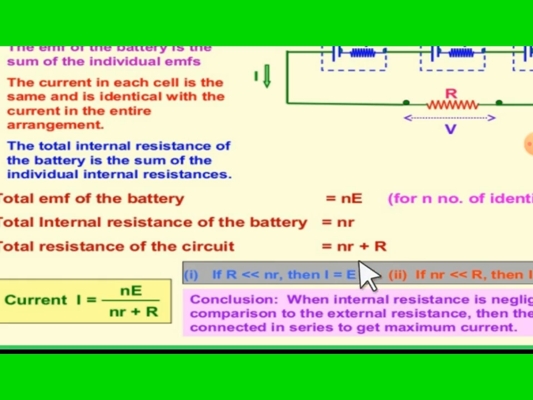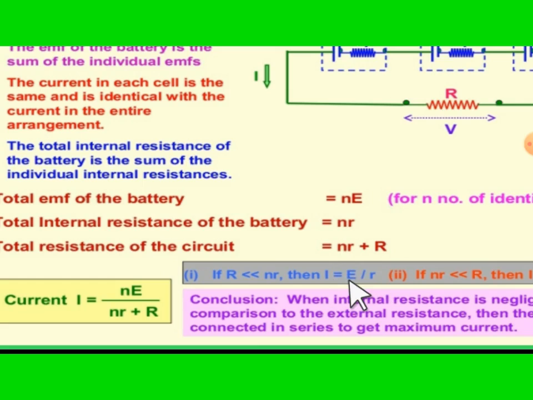But this expression is independent of the number of cells. Got it? There is no n, small n here. So it will be equivalent to the amount of current flowing or given by a single cell. Got it? By a single cell. So it is independent of the number of those cells connected in series.